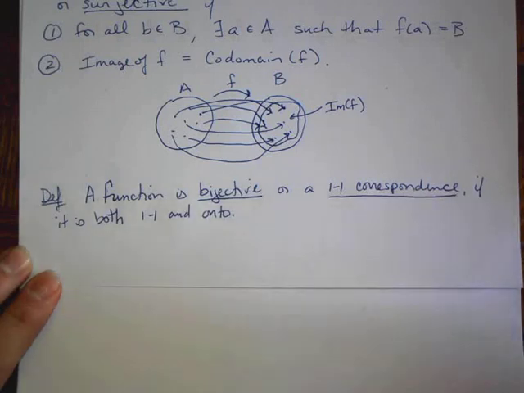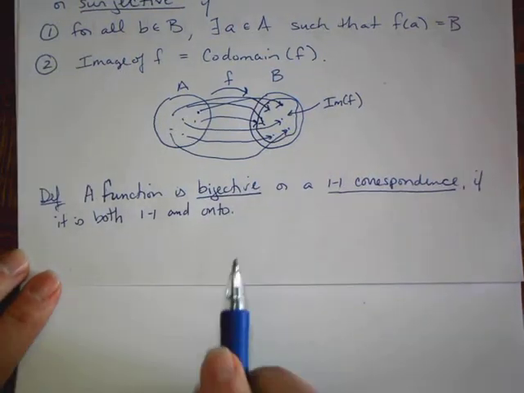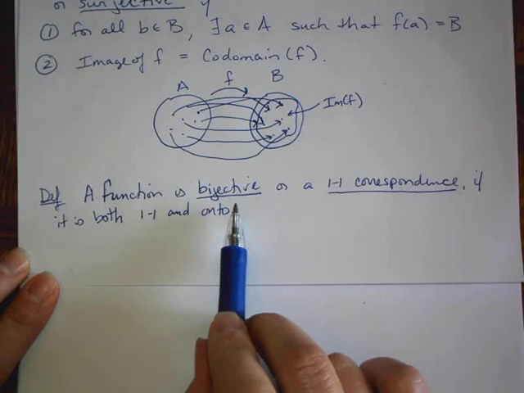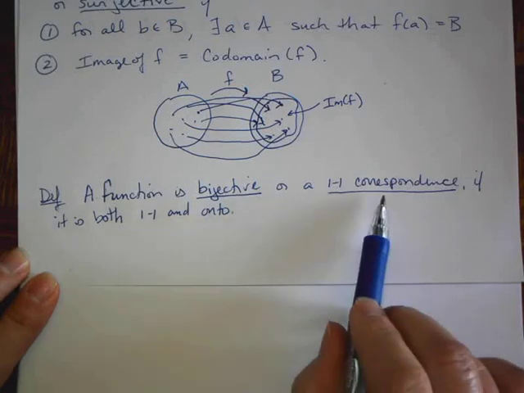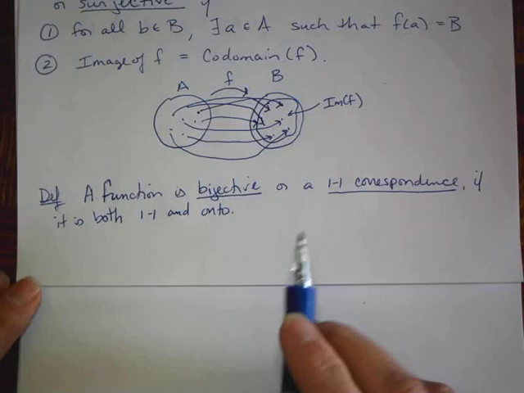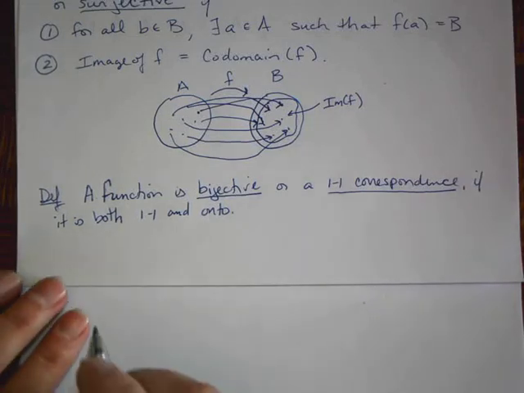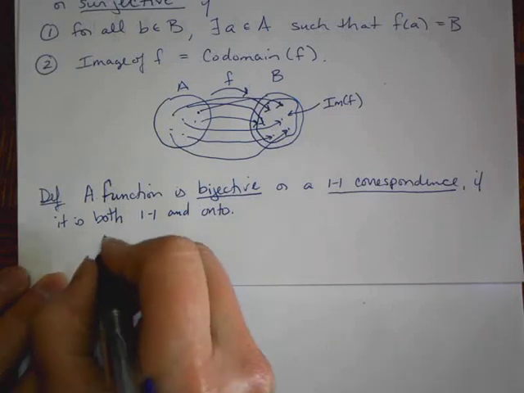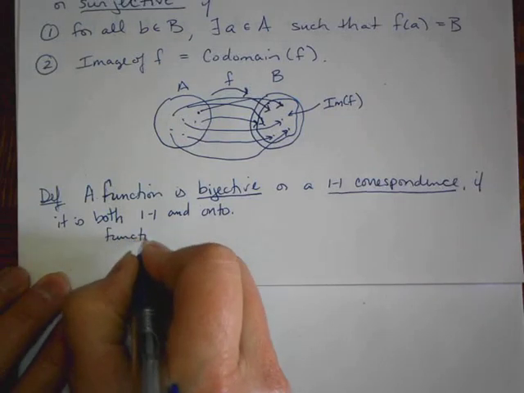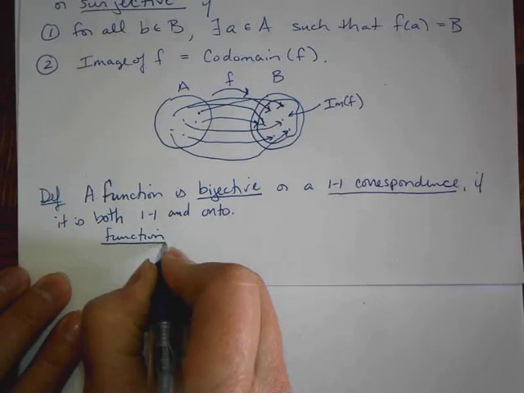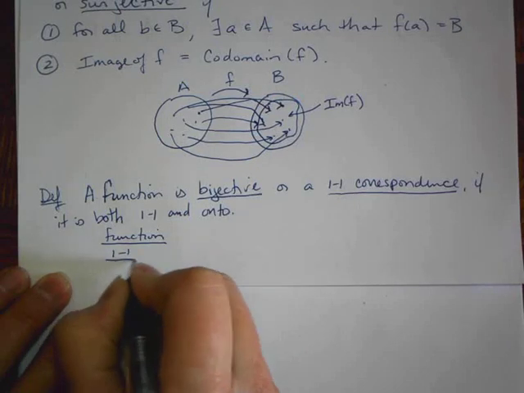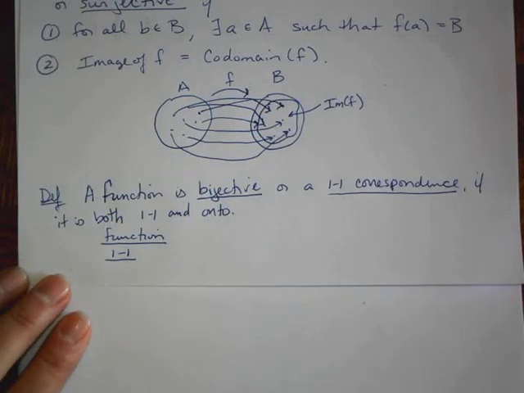Okay, finishing up this section. Last definition: a function is bijective or a one-to-one correspondence if the function is both one-to-one and onto. That's an easy definition. Bijective is definitely more common than one-to-one correspondence, even if you're using one-to-one and onto as your definitions. Now the last thing I want to show you is how similar these definitions are.